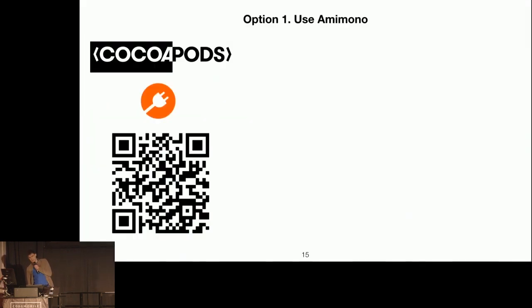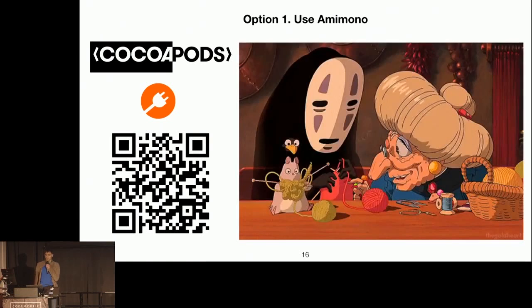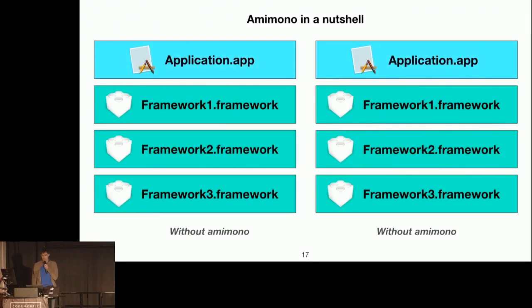Option one is CocoaPods plugin called Amimono. It's open source and available on GitHub. It even has a logo type, so yes, it's a real technology. And we've been using it for 2 years quite extensively, and it works fine. So what does it do in a nutshell?